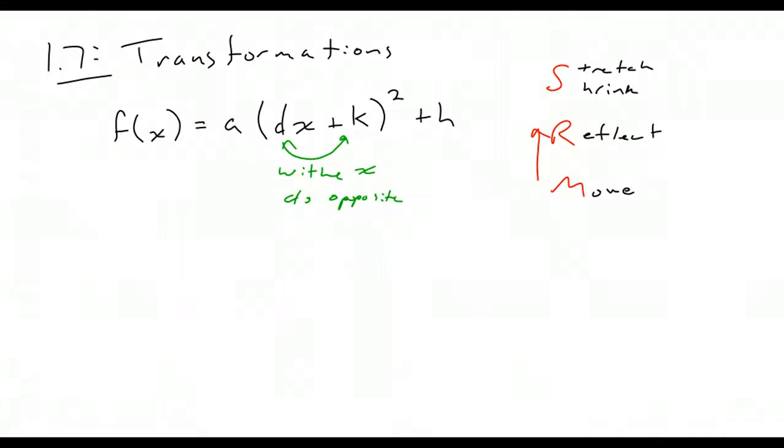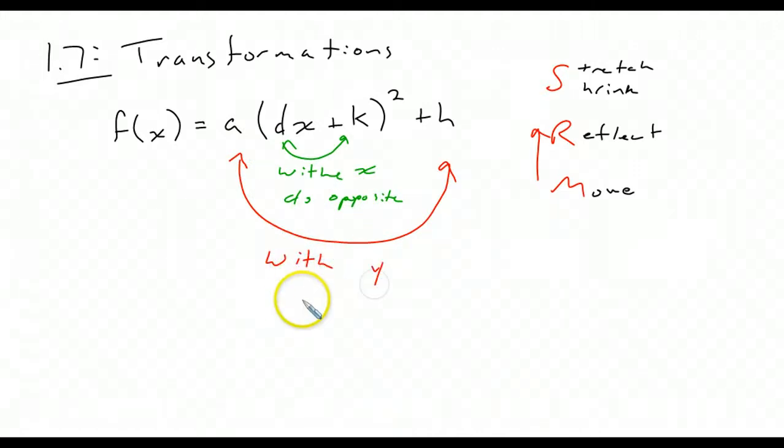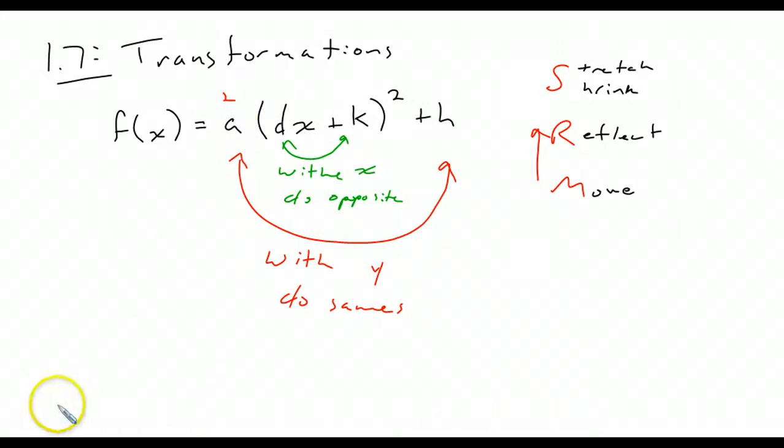The other ones that we have are on the outside, the a and the h. These are on the outside of the parentheses, so they are not with the x, but we can say that these things are kind of with the y. And we're going to do the exact same as what we see. We know if we have plus 3, then we're going to cross our y-axis at 3. That's just where we have our y-intercept. If we're multiplying by 2, then we're going to multiply our y values by 2. So I'm going to look at a few examples, and we're just going to try to see where these things fit together.